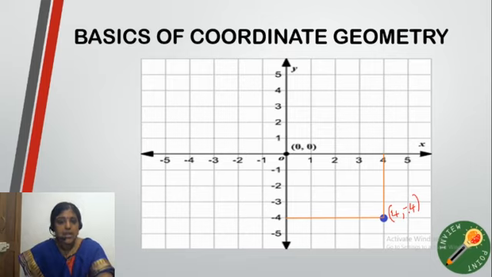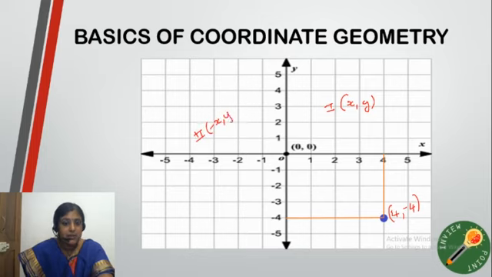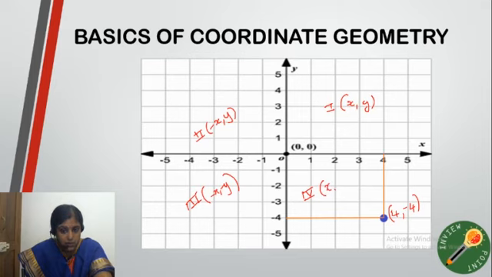So you can see that in the first quadrant, the value of x will be positive and the value of y will be positive. In the second quadrant, the value of x will be negative and the value of y coordinate will be positive. In the third quadrant, the value of x will be negative and the value of y will also be negative. And in the fourth quadrant, the value of x coordinate is positive and the value of y coordinate is what? Negative. You have studied all this in class 10th. That's why I'm going fast.